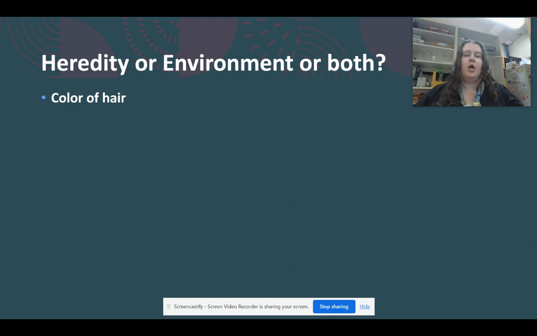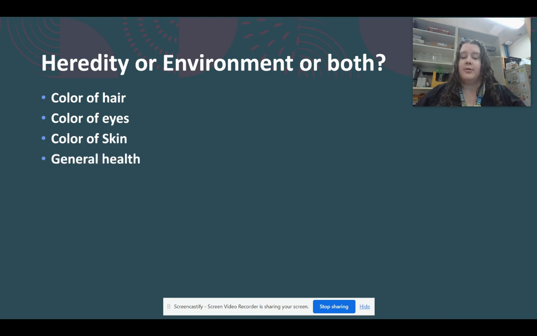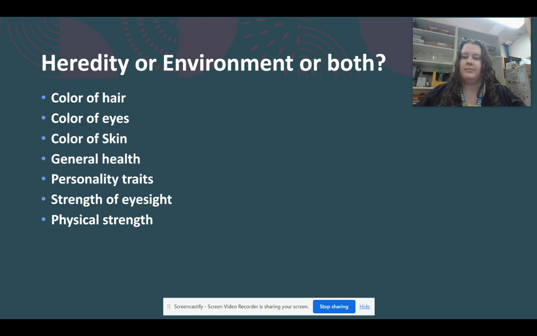So color of hair, heredity or environment or both? Color of eyes, color of skin, general health, personality traits, strength of eyesight, physical strength, IQ. IQ is intelligence quotient. That's like baseline level of smartness, basically.